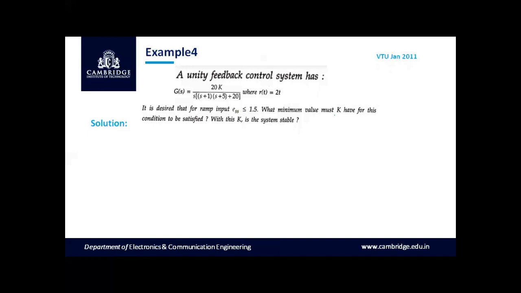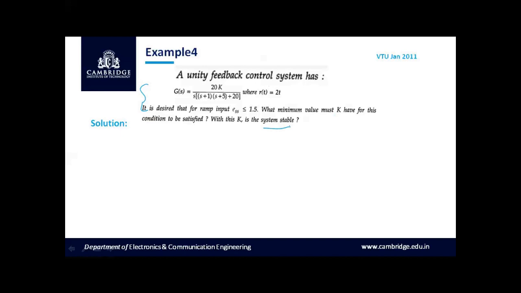It is desired that for a ramp input ESS less than or equal to 1.5. What minimum value must k have for this condition to be satisfied? With this k, is the system stable? So this problem is a combination of steady state error concepts added up with stability analysis.